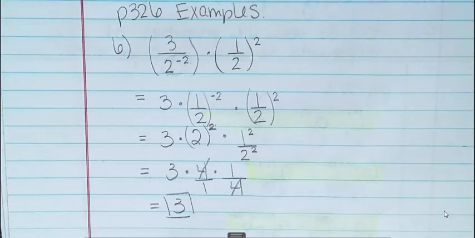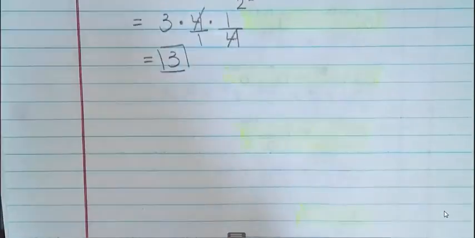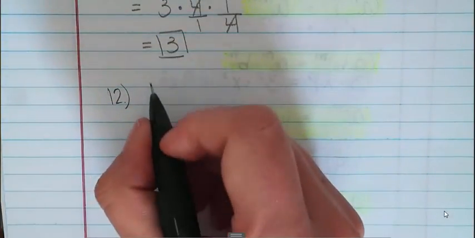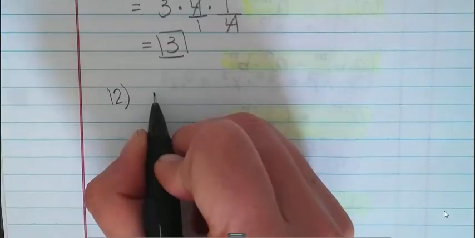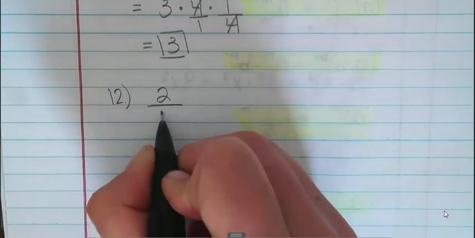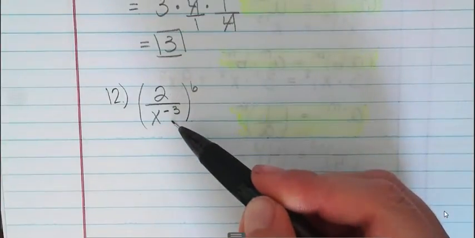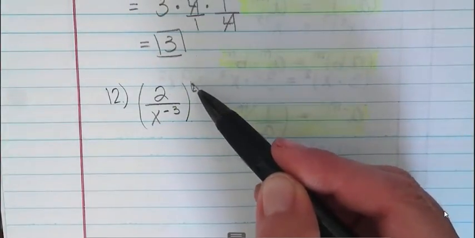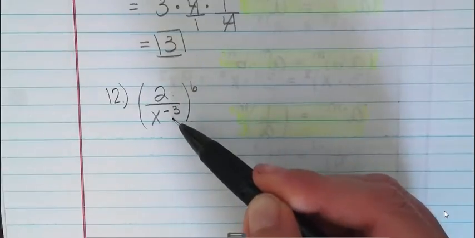Why don't we do, how about number 12? Now the directions are to simplify because you have an x in there, so you can't quite evaluate. You're going to have 2 over x to the negative 3, everything raised to the 6th power. So this is the fact that I have a quotient being raised to the 6th power, so each of the pieces in the quotient, the numerator and denominator, are going to be raised to the 6th power. So I would rewrite this as 2 to the 6th power over x to the negative 3 to the 6th power.